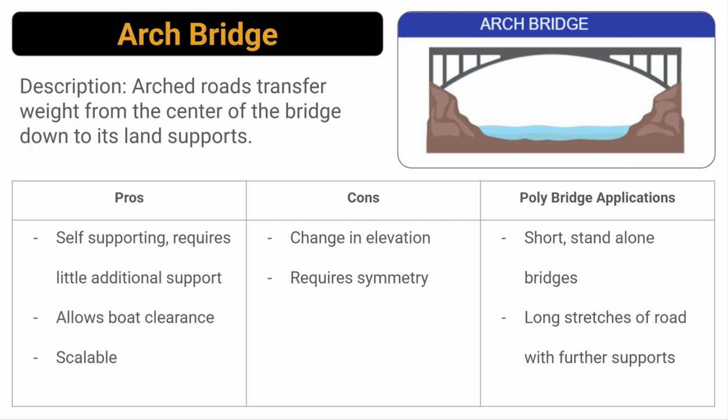An arch bridge consists of curved roads that transfer the stress from the center of the bridge to its land supports. The taller the arch, the more weight that's transferred. This is best used for smaller bridges, but longer bridges can benefit from slight curvature for extra support.